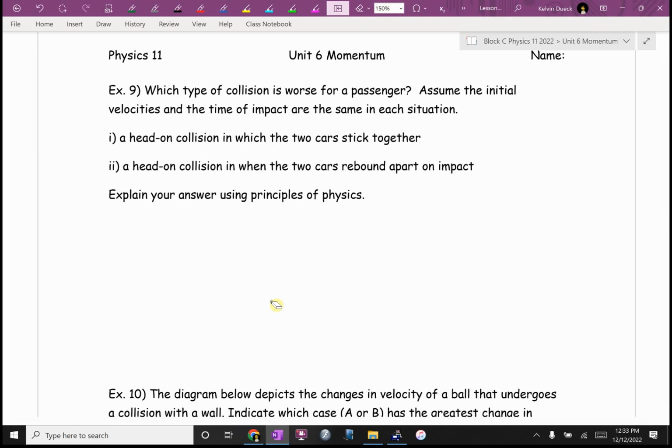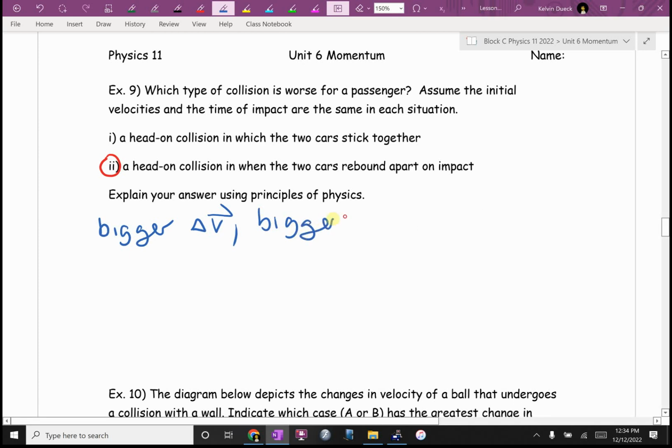What's worse? I think the ones with the car bouncing. Why? Because the velocity change is bigger. Ah, looking at the previous picture. I agree it's going to have a bigger change. So what does that affect? What does that make larger? Okay. How does that mean more damage to a person?